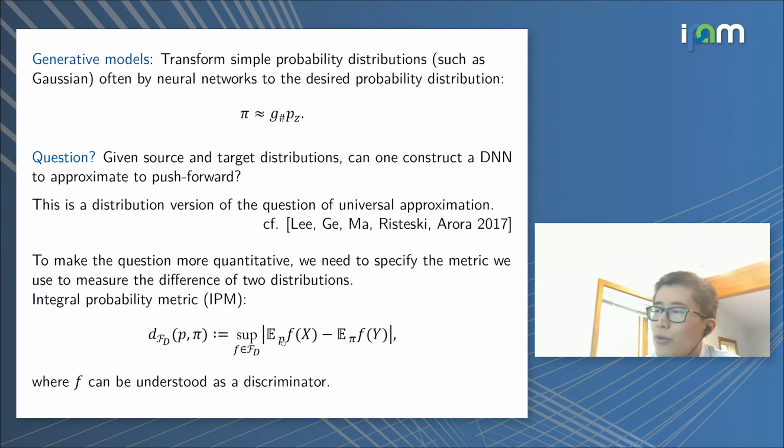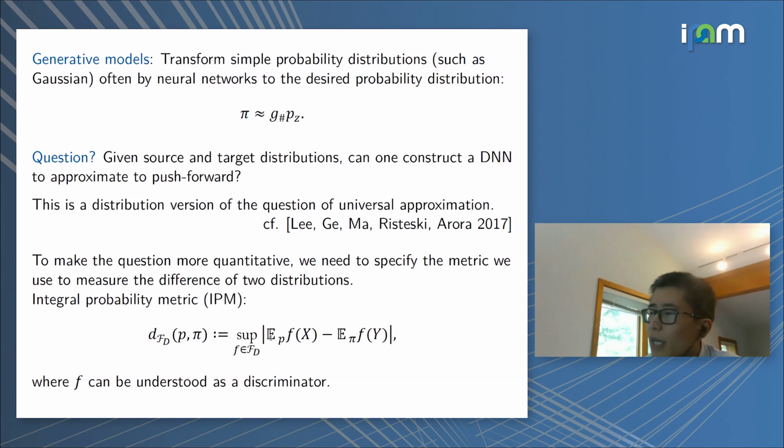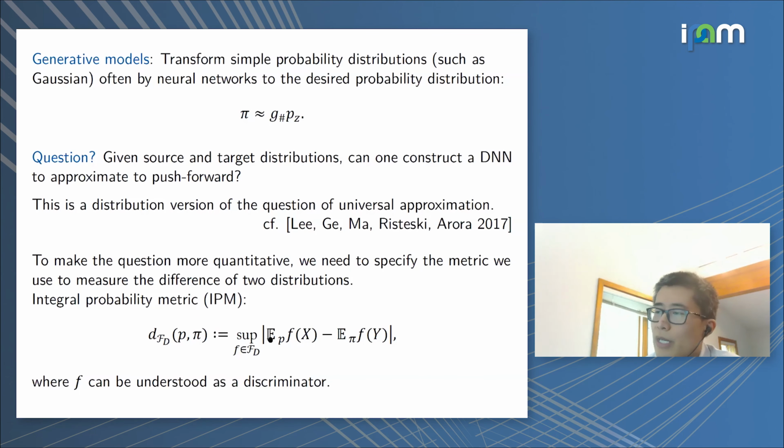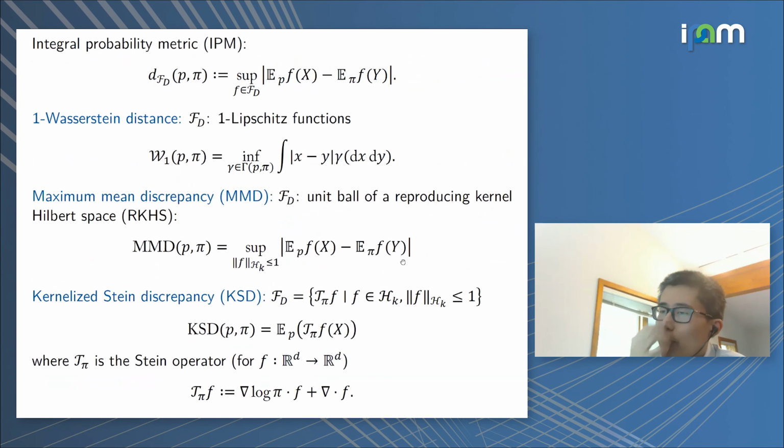And what you do is look at weak convergence: you test against a family of functions. Then you take the sup over this family of functions and look at the difference between the expectation of the function under the first distribution and the expectation under the second distribution. Related to the GAN literature, if you're coming more from machine learning, this F is like a discriminator.